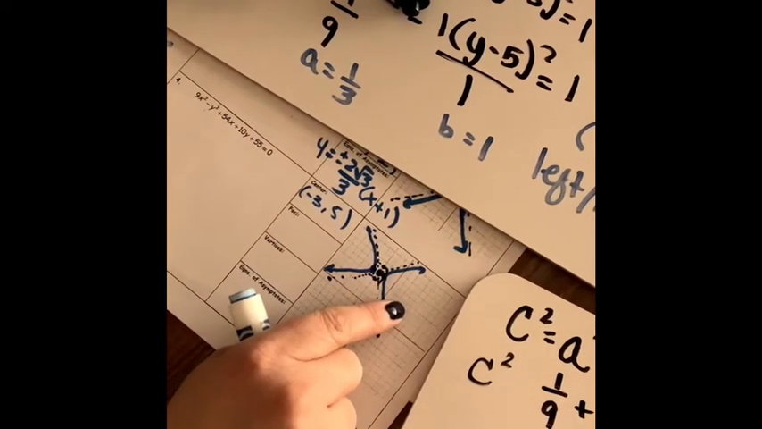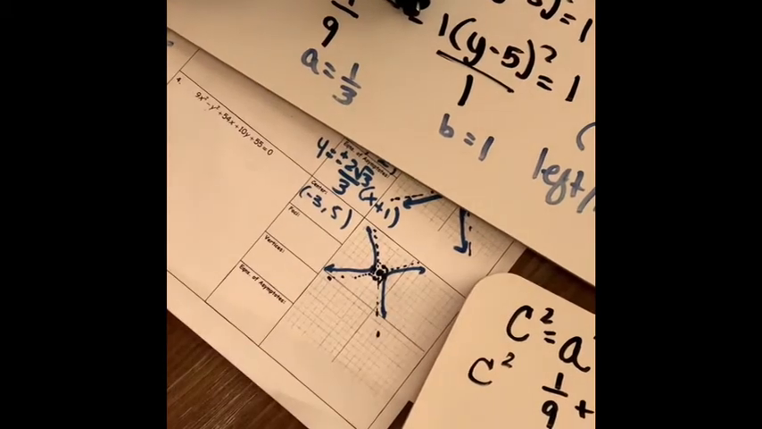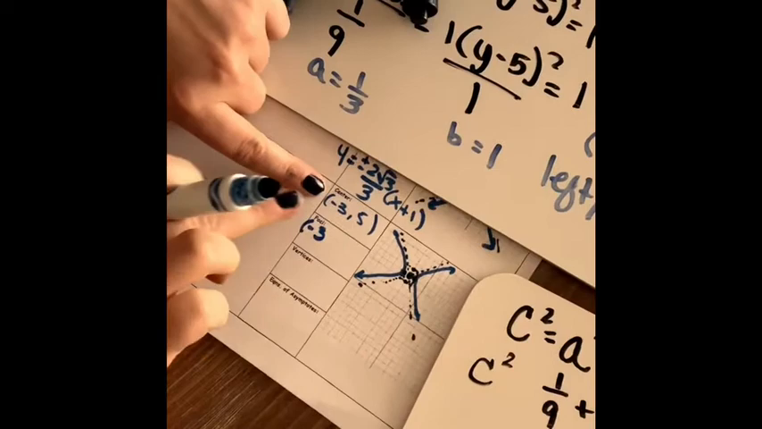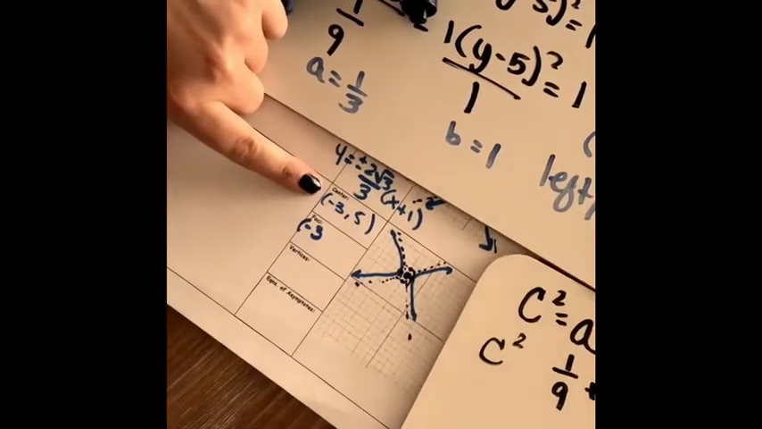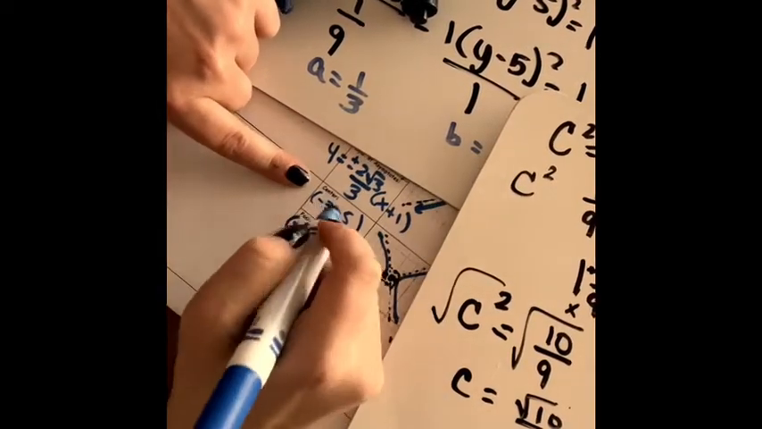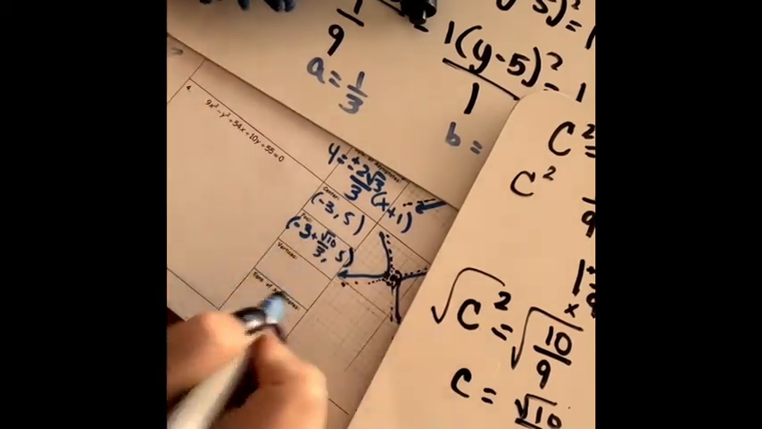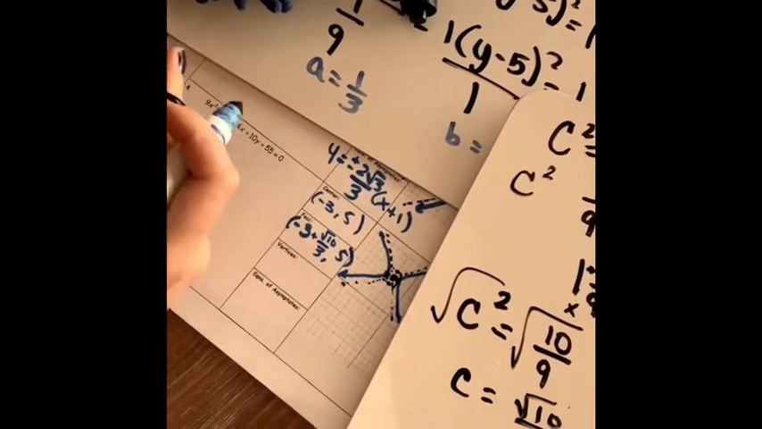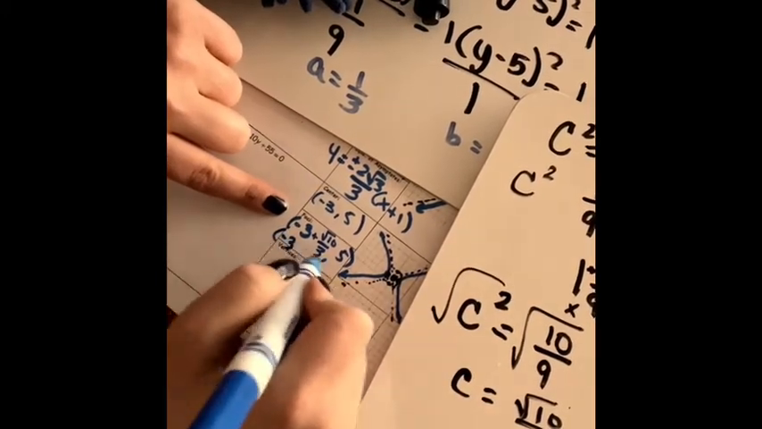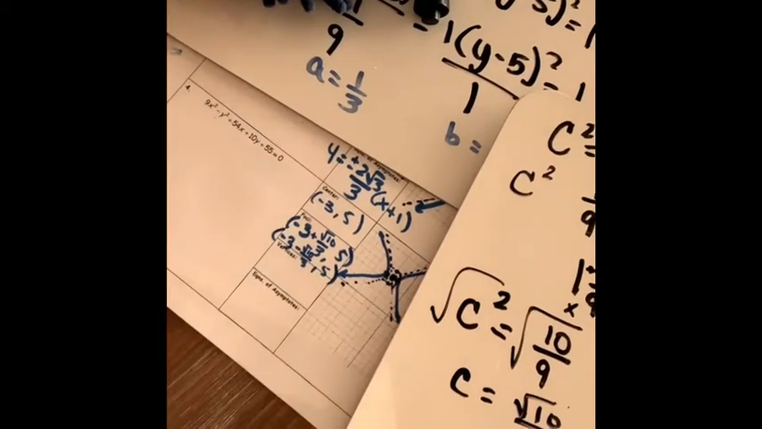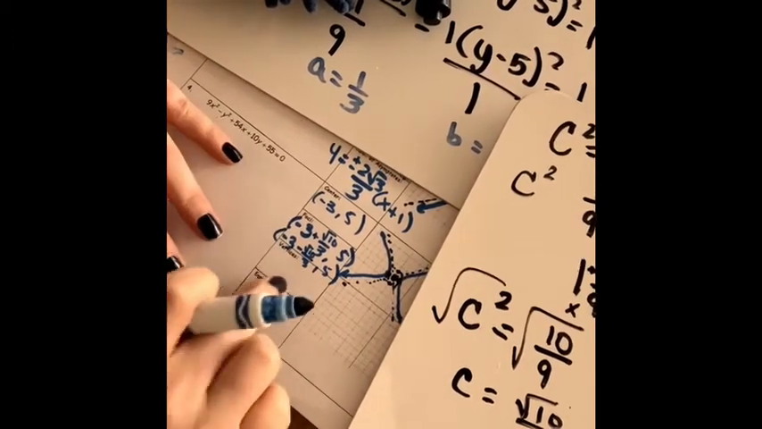So if we go to the right, think about what's changing. That's an x change. So we were at -3. We went to the right, rad 10 over 3. So -3 plus rad 10 over 3, comma 5. The same thing in the opposite direction. So we were at -3, and then we went to the left, rad 10 over 3, and then comma 5. All right, cool.